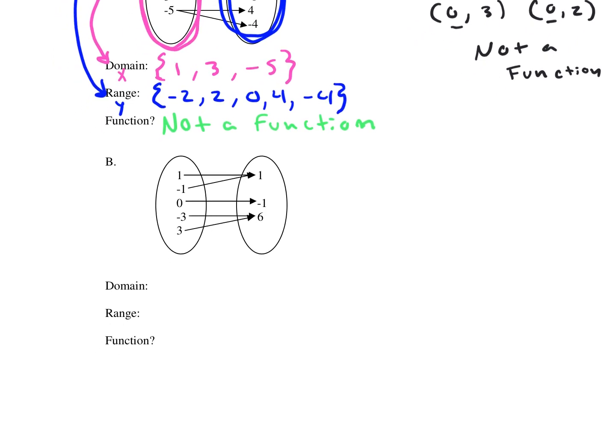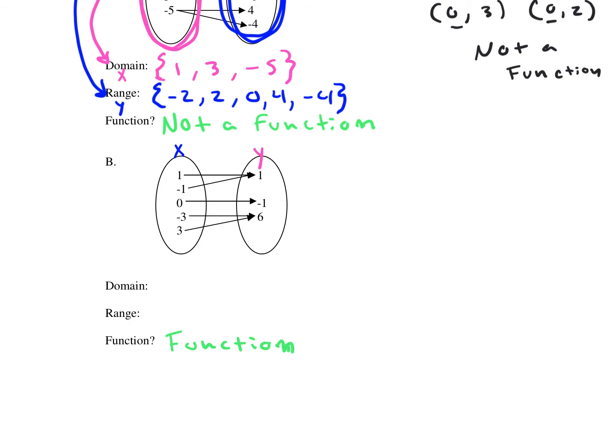For b, is it a function? No. Do I have 2 arrows coming out of one x? So it is a function. Remember, these are your x's, these are your y's. X's come first, just like x's come before y in the alphabet.